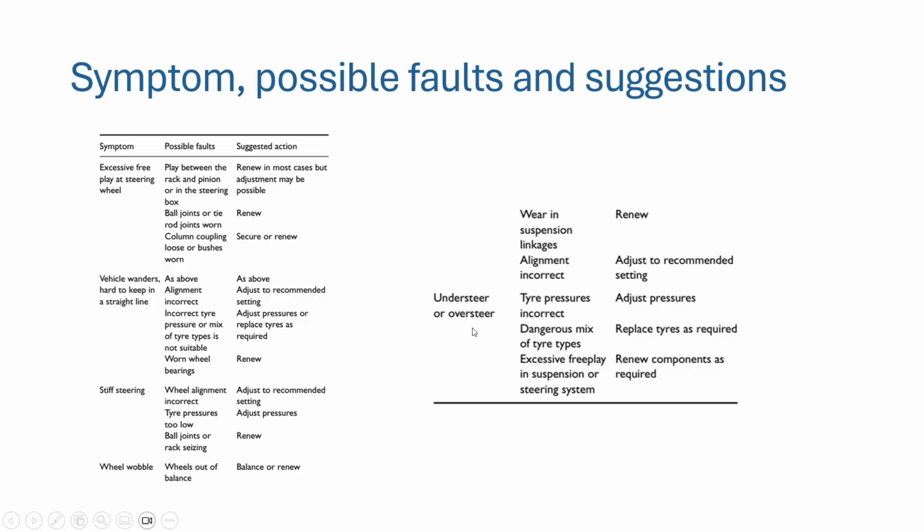Understeer or oversteer: that means you are trying to steer with a lot of effort, but the wheel is only rotating a small amount, that is called understeer. If you are just pushing a small amount, rotating a small amount on the steering wheel, but it is producing a lot of movement in the wheel, that is oversteer. So these two problems may occur when the tire pressure is incorrect. Then you have to adjust the tire pressure. And a very dangerous one is a mix of tire types. You have entirely different tires on the different wheels, so you have to replace the tires as required.